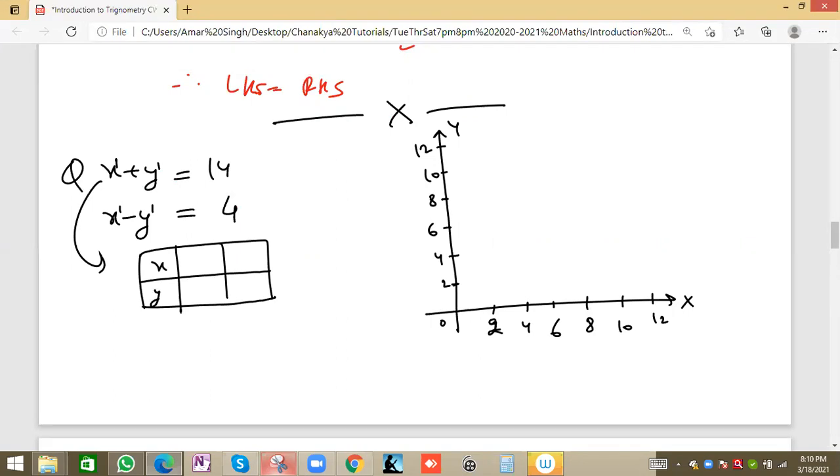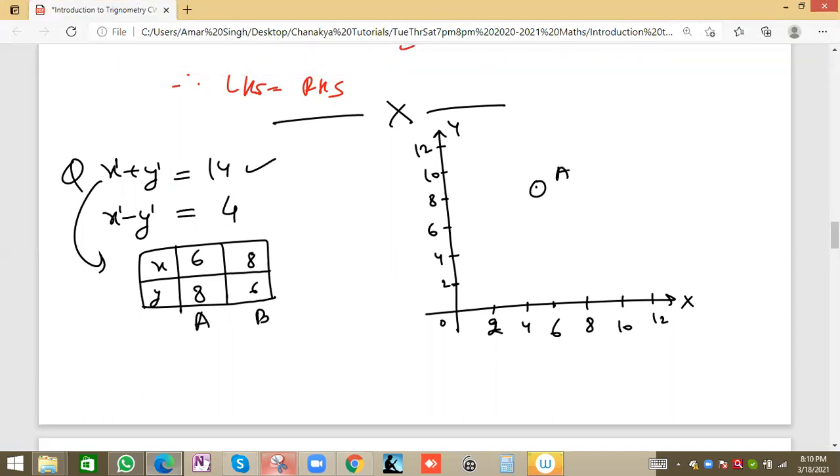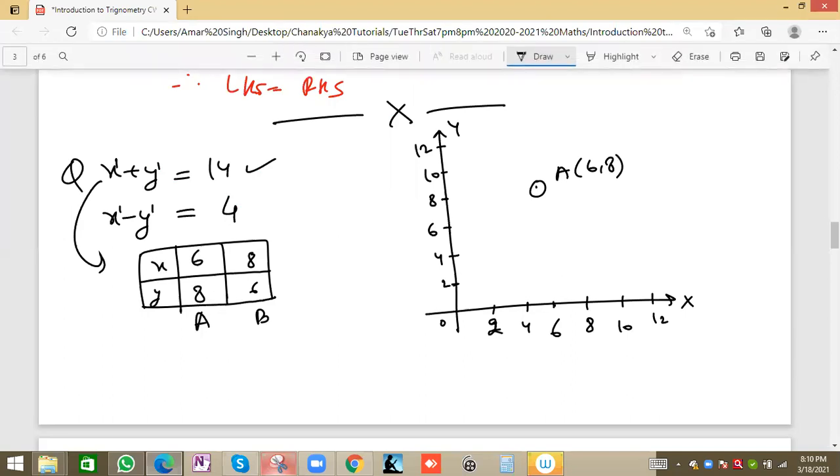Suppose for the first equation x is 6, then y will be 8 because 8 plus 6 is 14. If we take x as 8, y will be 6, vice versa. x is the independent variable, so first we take x, then we get the y value by putting it in the equation. Now we plot 6 comma 8: x is 6 and y is 8. Suppose this point is A, which is 6 comma 8. Second is 8 comma 6: x is 8 and y is 6.